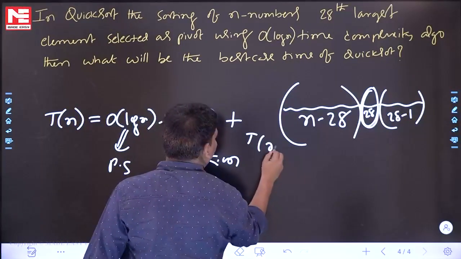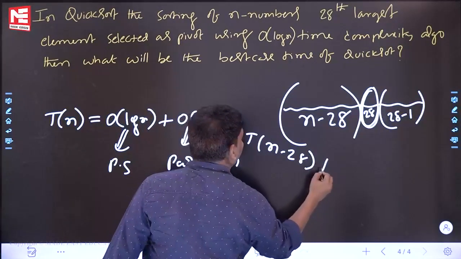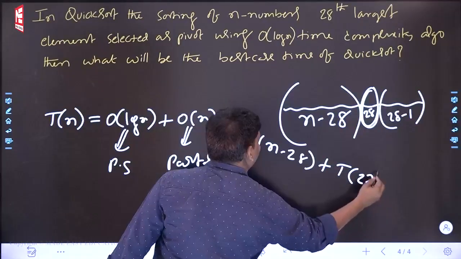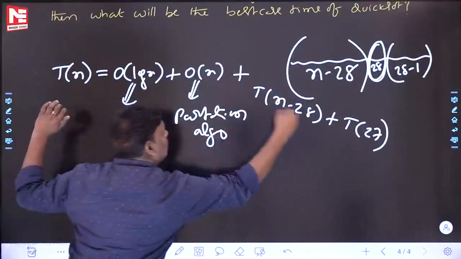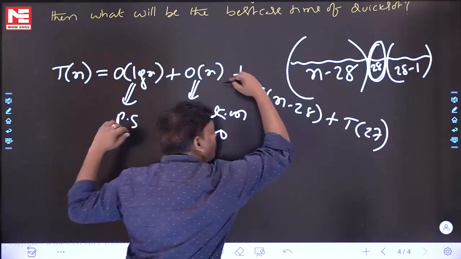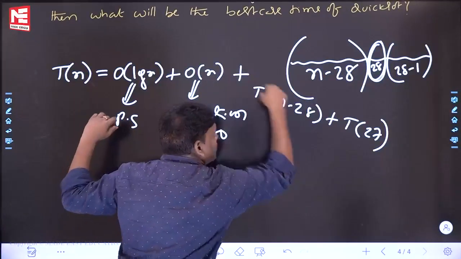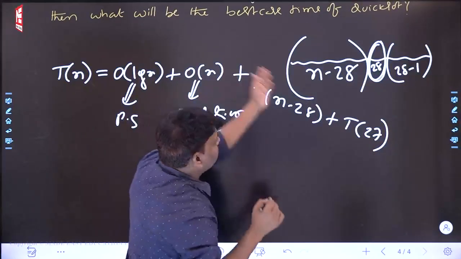T of n minus 28. What is the right? T of 27, right? Let me simplify further. Because of lack of space I wrote it this way. It is not some design. Some people are thinking that some design happened. No, right? It is just lack of space.